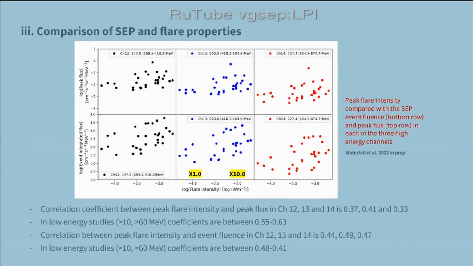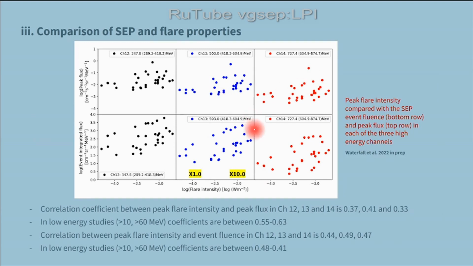Again, we have a similar plot here with the logarithm of the flare intensity on the bottom, with the peak flux in the 3 GOES high energy channels in the top row, and then the fluence, or the event integrated flux, in the bottom panels. You can see most of these SEP events are X-class flares between an X1 and an X10. There are a few M-class flares. I think it's 3 GLEs and 2 SEP events in that little group.